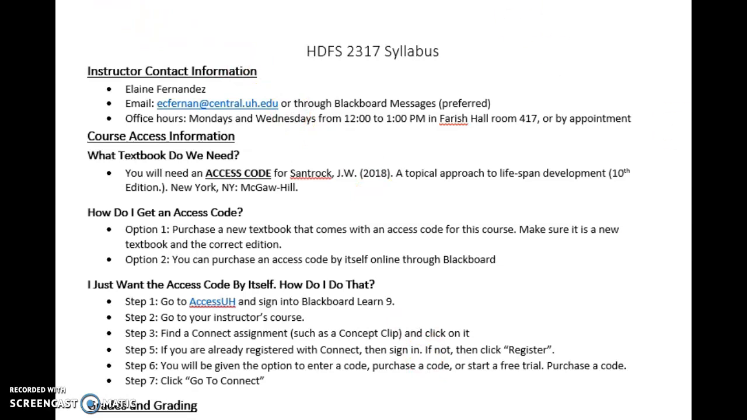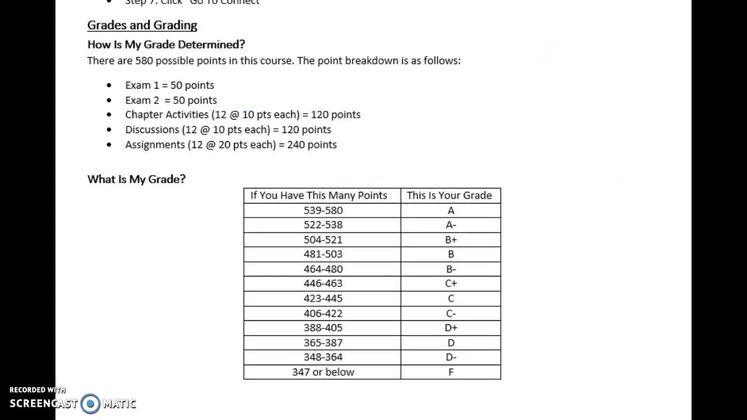In terms of grades and grading, there will be four major categories of points for this class. One will be exams. You'll have just a first exam and a second exam, which cover the material from the first half and the latter half of the semester. They're not worth too many points overall, just because I know that test taking can be an anxious situation for some people. Most of your points will be coming from the chapter activities, the weekly discussions, and the assignments.